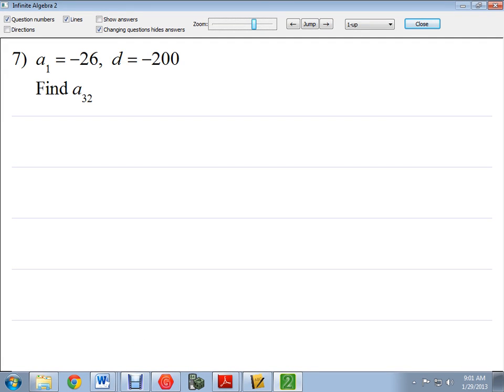So we're talking about sequences and series. We're going to be having a quiz on this coming up very shortly. We're just going to talk about several different aspects of this. The first thing we're going to find is finding a random term.